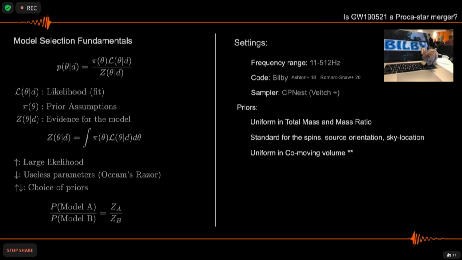So this is the frequency range we explore. There is basically nothing below 11 hertz that LIGO can see. We use Bilby, so we implemented this numerical relativity parameter estimation in Bilby. And we're using the sampler CPnest. In the posterior analysis, we actually use Dynesty.